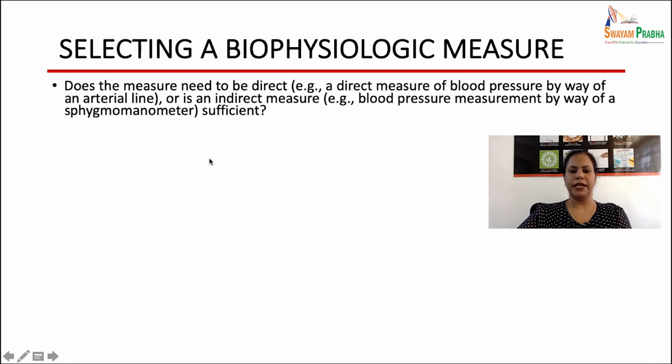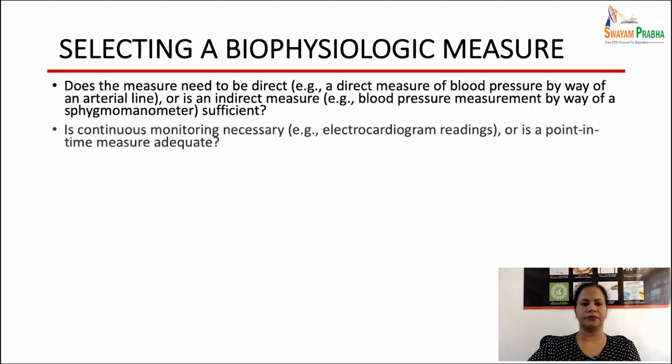Then, does the measure need to be direct? For example, a direct measure of blood pressure by way of an arterial line. So you need to see whether you need to get the direct measurement only, or you can go for indirect, where we can go for non-invasive methods also. Whenever you decide on the biophysiological measurement, you need to see that it should not be harming the patient. So maybe you can decide whether to go for indirect or direct measurement of blood pressure or any other measure which you are going to use for your research study.